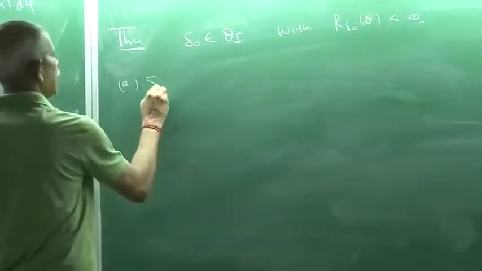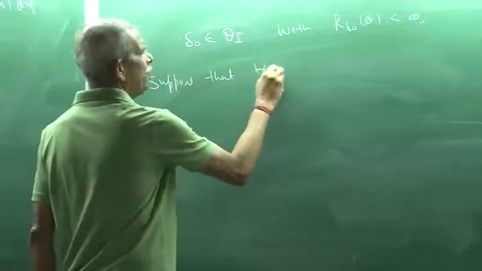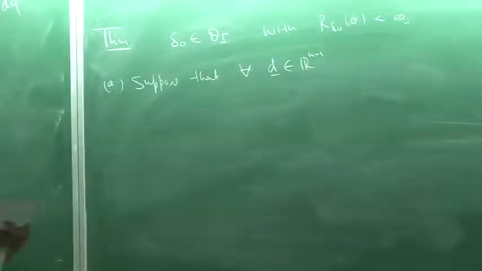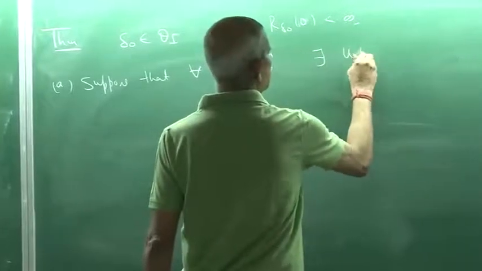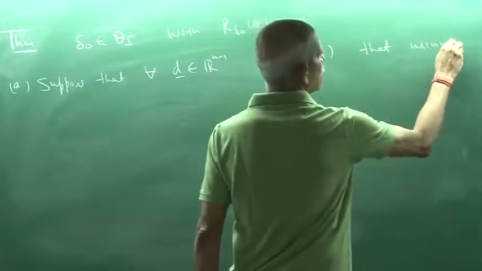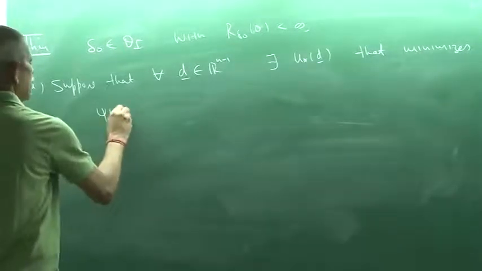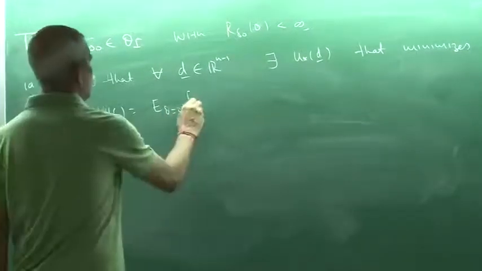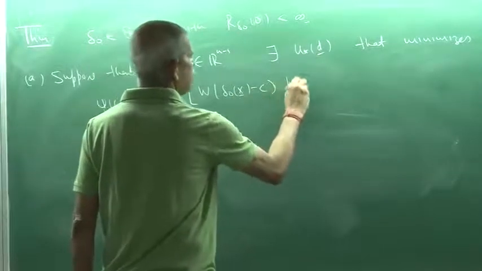Suppose that for every d belonging to R^(n-1), there exists u star d that minimizes psi of c, which is the expected value under theta equal to 0 of W of delta naught x minus c, given D equal to d.